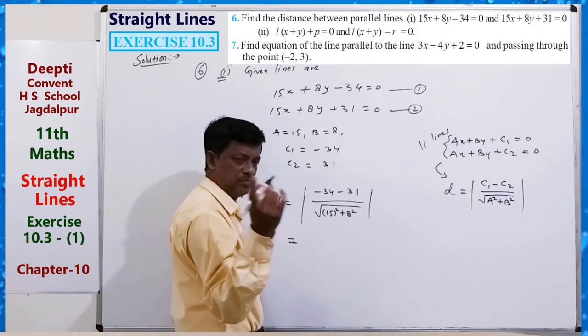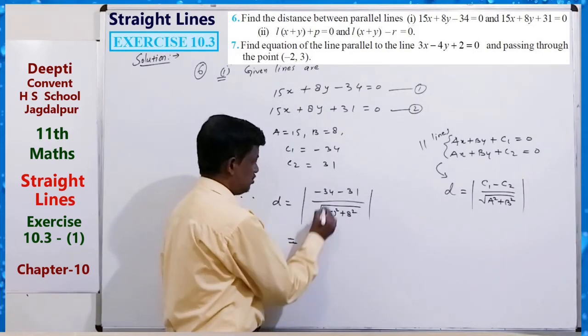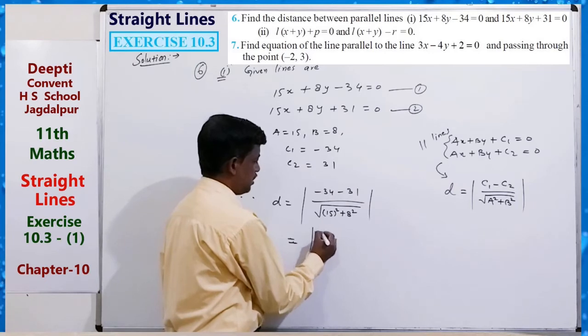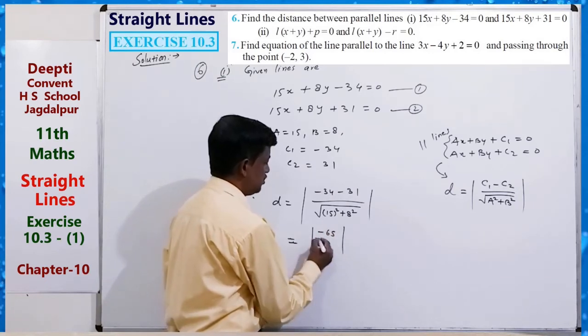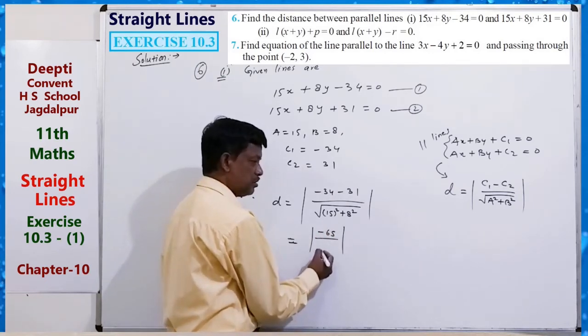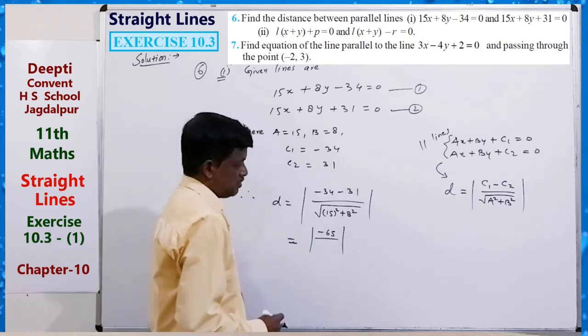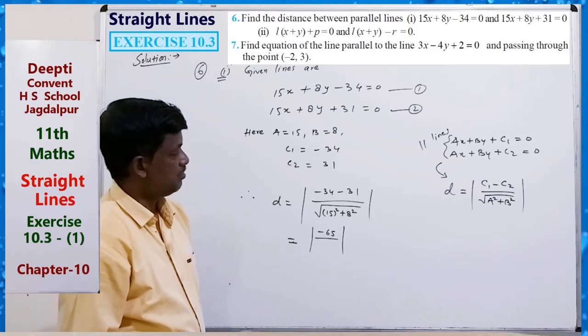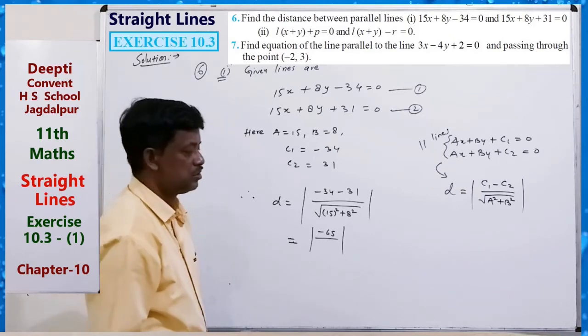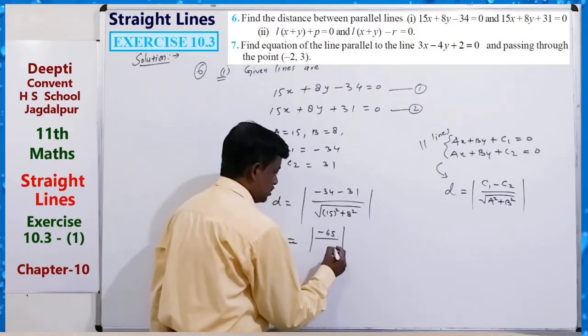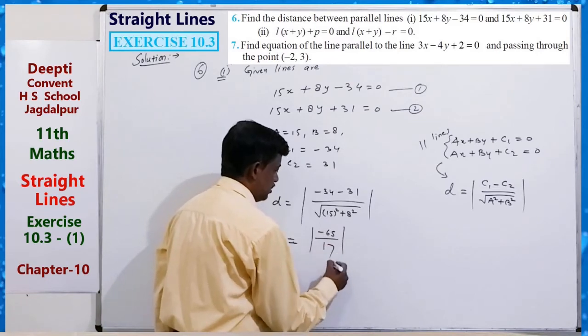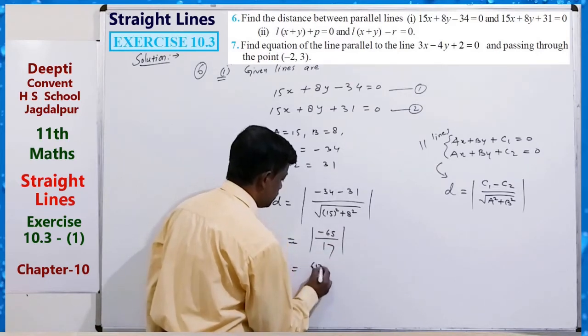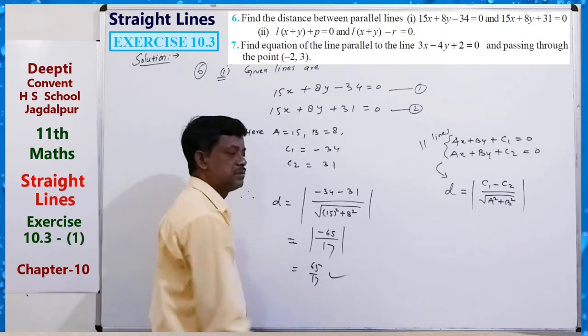Just you can solve. 65 upon root over 15 square plus 8 square, which is root 289, so 17. So this is equal to 65 by 17 distance.